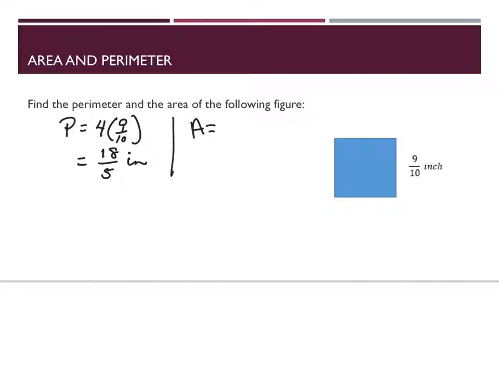Area is the measure of a side squared. Again, watch your parentheses and give your answer as a reduced fraction. My unit is inches, and if I square my inches, that gives me square inches for an answer.